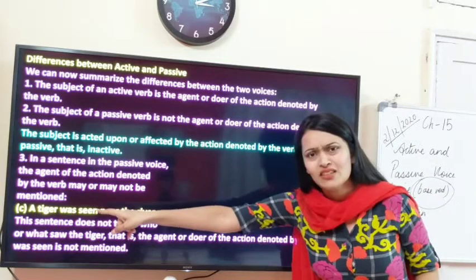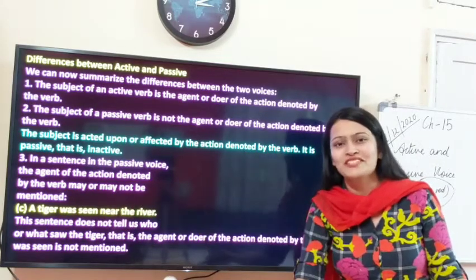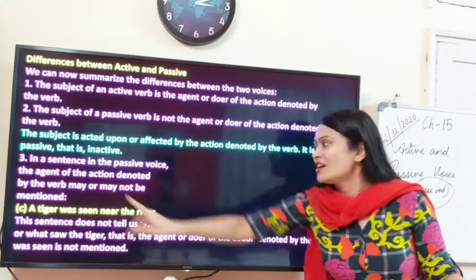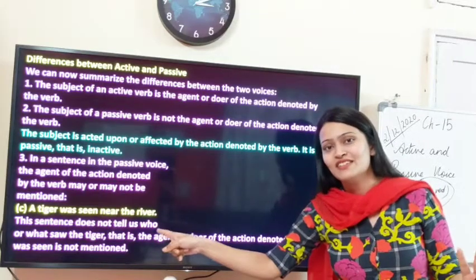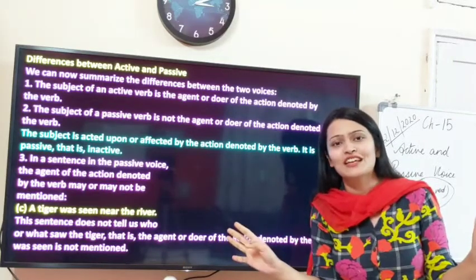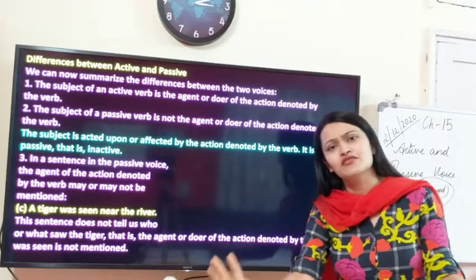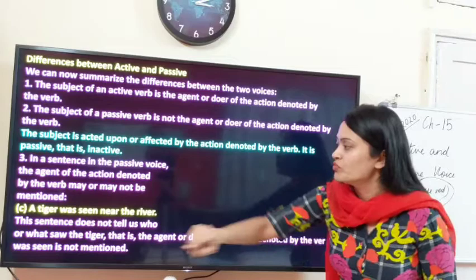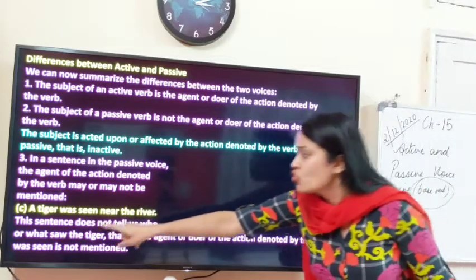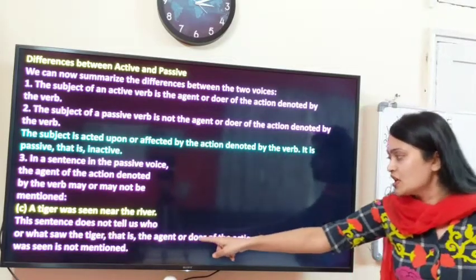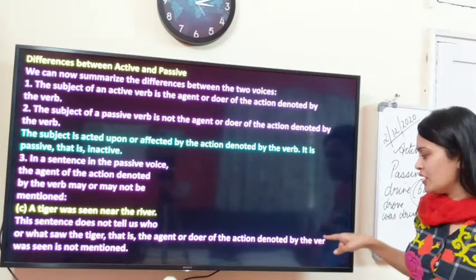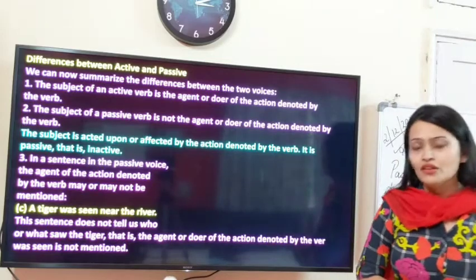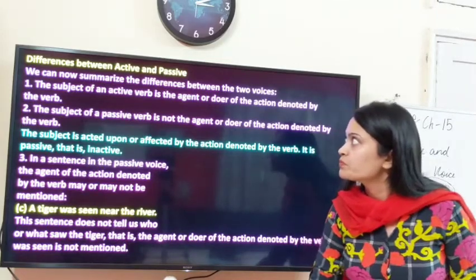And is the tiger doing anything? No. He was just near the river doing something, maybe drinking water. So the tiger is relaxed, inactive. Our subject is inactive. It is a passive sentence. Our subject is not interested in doing anything. Our tiger is nicely near the river and he's not doing anything. But somebody is seeing him. We don't know whom. This sentence does not tell us who or what saw the tiger. That is, the agent or doer of the action denoted by the verb was seen is not mentioned. Okay, children? Very simple it is.